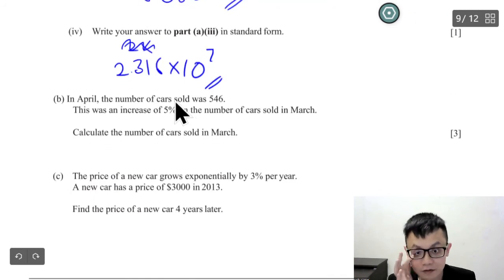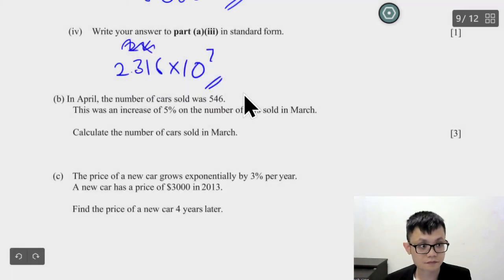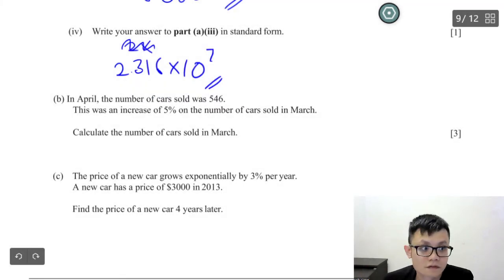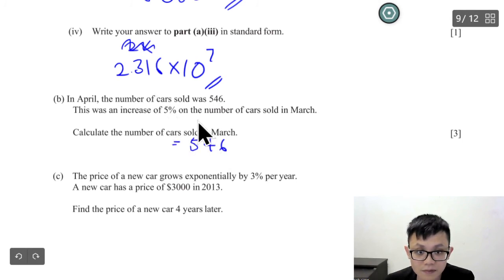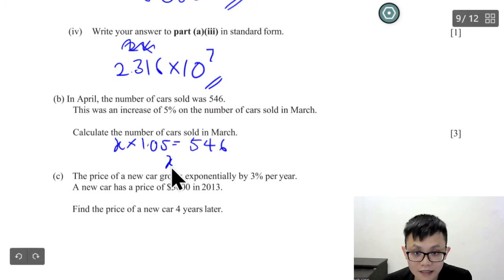In April, the number of cars sold was 546. It was an increase of 5% on the number of cars sold in March. Calculate the number of cars sold in March. Okay, so for this question, it will be 546, right? 546, so it's 5% increase of March. Okay, so it will be x times 1.05, correct? So x will be 546 divided by 1.05. You will get 520.